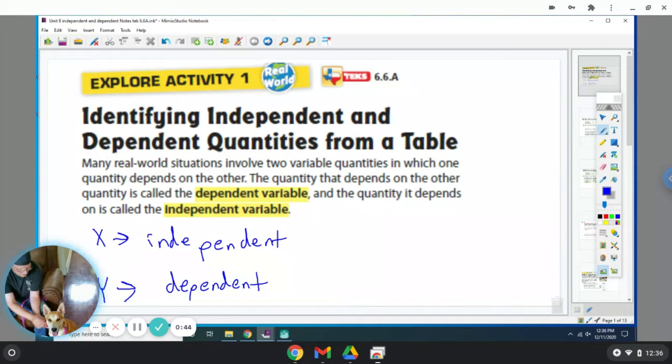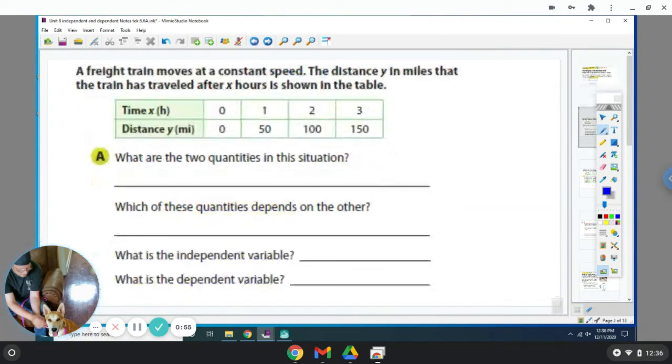So like, let's say that you make $10 an hour mowing a lawn. Well, to find the total cost, which is your dependent value, you need to know the hours, which is x. And that's what we're learning today.